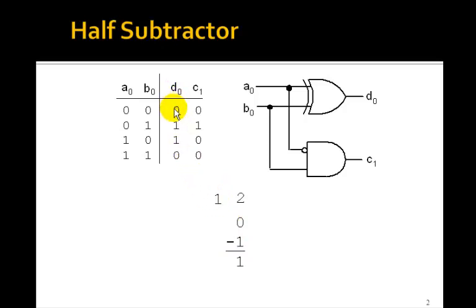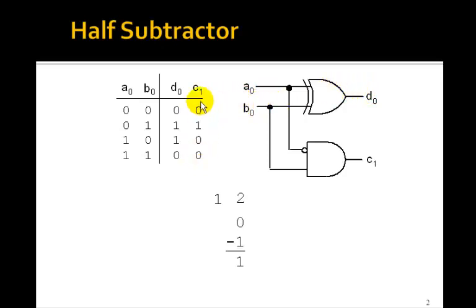So look at D. 0, 1, 1, 1 is just an exclusive OR. Well, that's just what we had for a half adder, you remember. So the difference, D, A minus B, is exactly the same as the half adder, A plus B.